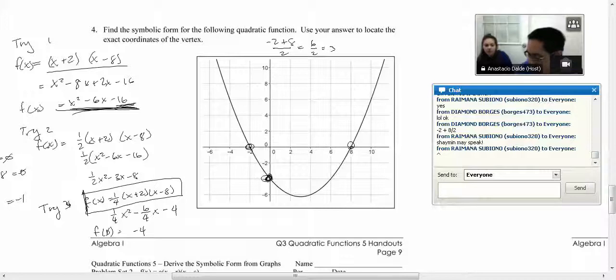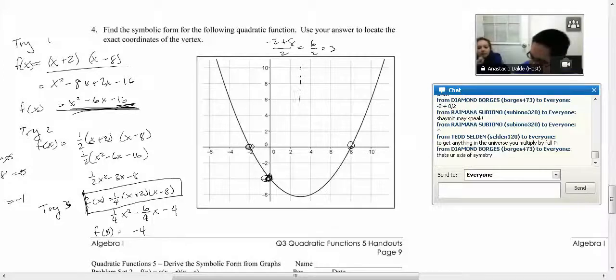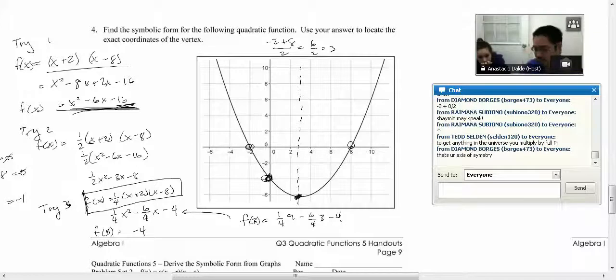But what is that saying? So the vertex is 3? No. It's saying that the axis of symmetry is at x equals 3. If we want to figure out exactly where the vertex is, we have to plug in f of 3 into here, and hopefully it will give us something close to -6. Let's plug in positive 3. So we have 1/4 times 3 squared, which is 9, minus 6 over 4 times 3, minus 4. Do you guys understand what I'm doing here? I'm just plugging 3 into x over here.